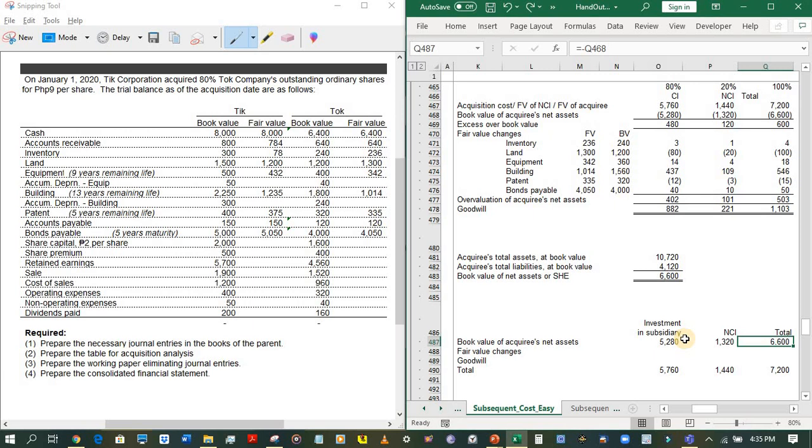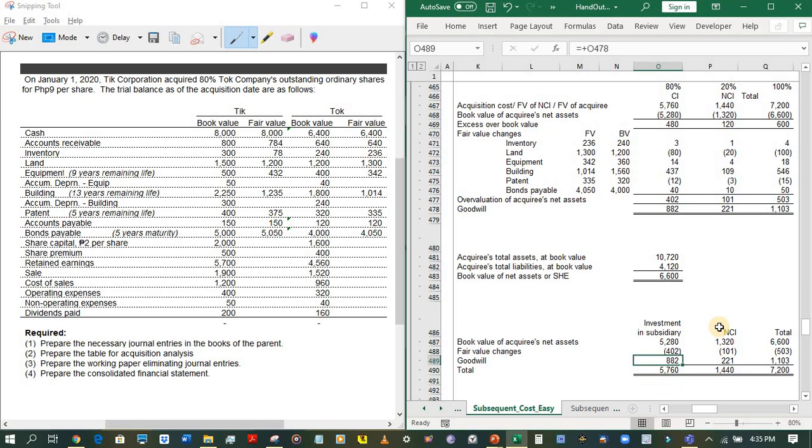If you can remember, the 6,600 is the shareholders' equity of the acquiree that we computed a while ago. Next is the fair value changes. The share of the controlling interest in the fair value changes is 402 pesos, while for the NCI it is 101, and the total fair value changes of the firm or the acquiree is 503 pesos. This will give us a goodwill of 882 for the controlling interest, 221 for the NCI, and 1,103 as the total goodwill. So these are the amounts.